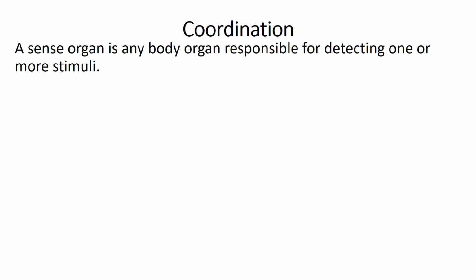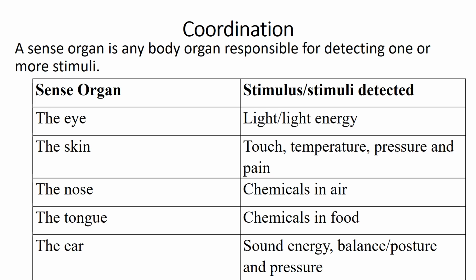So we have 5 sense organs. That's why when we say we have 5 senses, we mean the sense organs. These are the eye, the skin, the nose, the tongue, and the ear. The eye detects light, the skin detects touch, temperature, pressure and pain, the nose detects chemicals in air, the tongue chemicals in food, and the ear detects sound, energy, balance or posture and pressure.